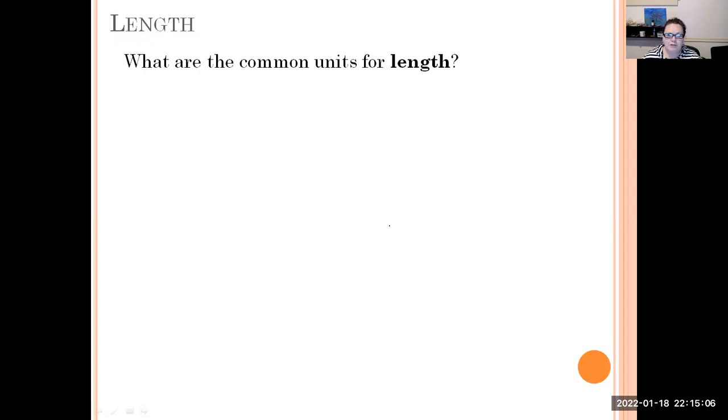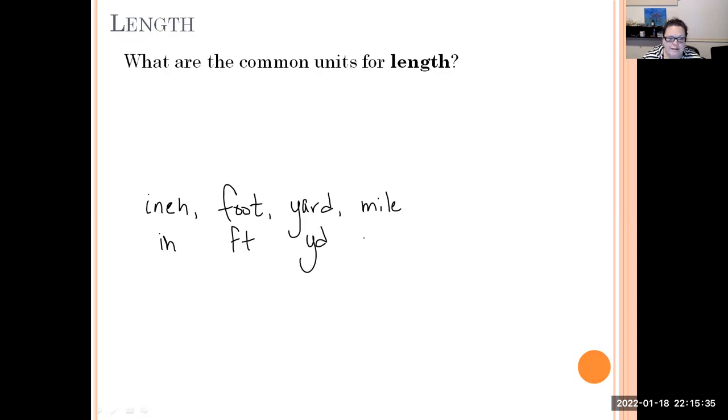What are the common units for length? And we're talking about the United States units of measurement. So for length, we have the inch, we have the foot, the yard, and the mile. You do have the abbreviations on your useful conversions, but for inch, it's IN, foot, it's FT, yard is YD, and mile is MI.